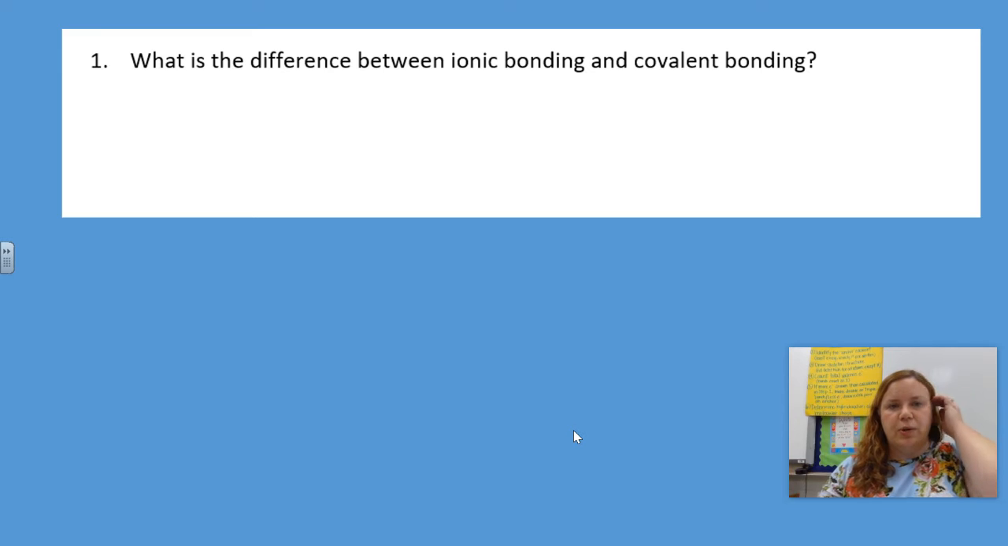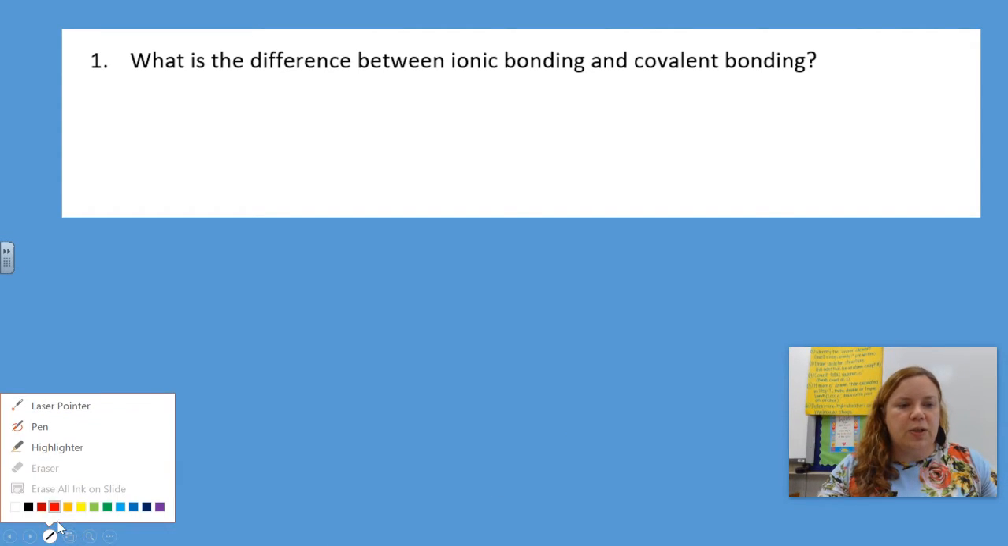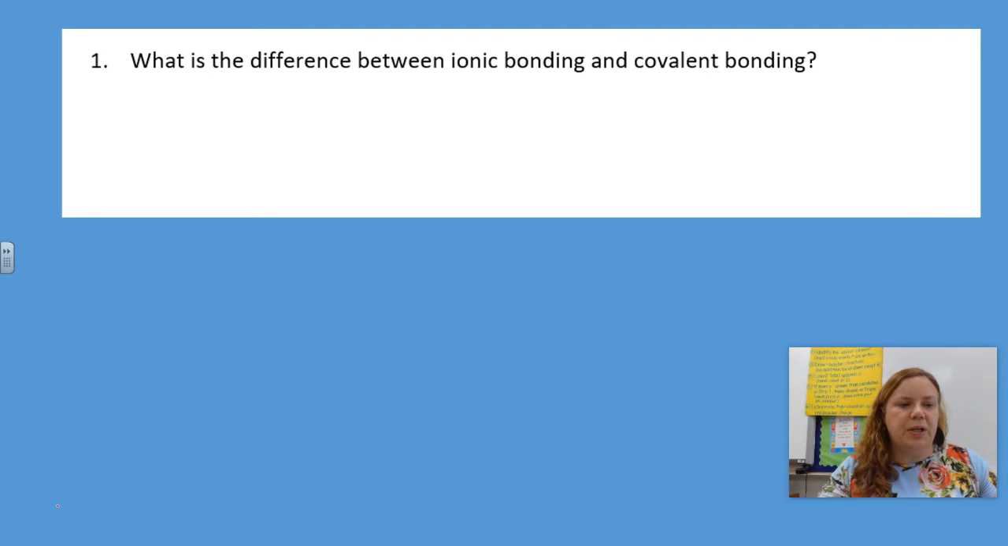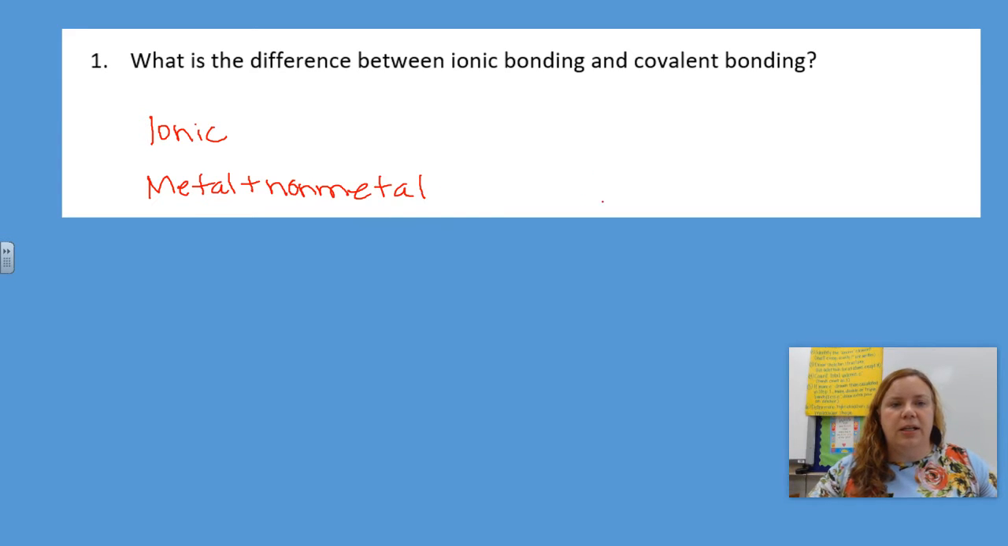Let's look at this first question. What is the difference between ionic bonding and covalent bonding? So of course, I'm just going to write on the screen so you have a better idea of what's going on. So let's look at ionic bonding first. So you have ionic, you've got a metal plus a nonmetal. And so basically, if you have a metal in a compound, it is going to be ionic because covalent is a nonmetal plus a nonmetal.